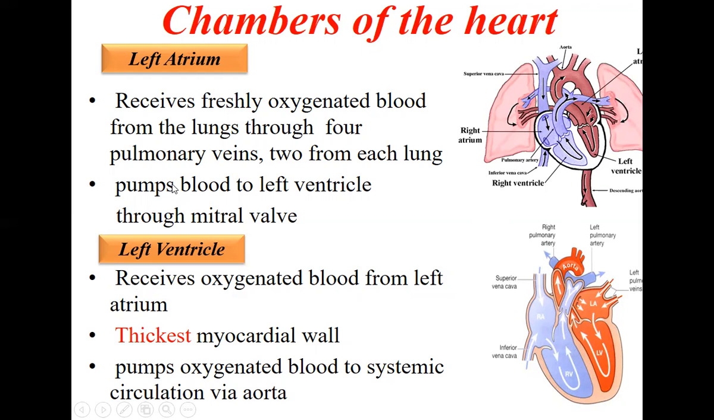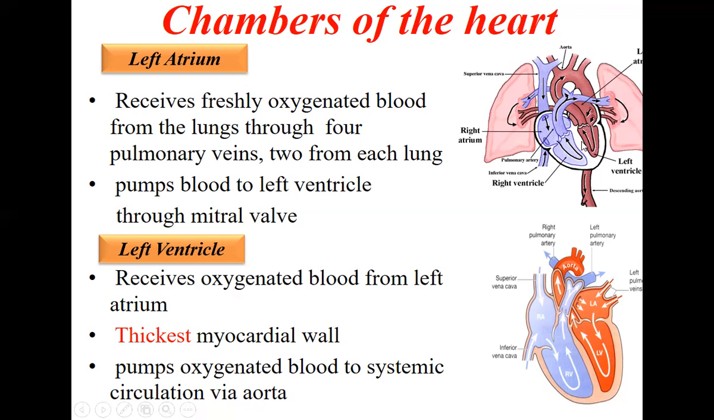Now this pumps the blood to the left ventricle through the mitral valve. From the left atrium, the blood is pumped into the left ventricle through a valve here. This is called the mitral valve, or the atrioventricular valve on the left side. So now the blood has been pumped into the left ventricle, which receives oxygenated blood from the left atrium. As you know, the left atrium has the pure blood. Now it is pumped into the left ventricle.